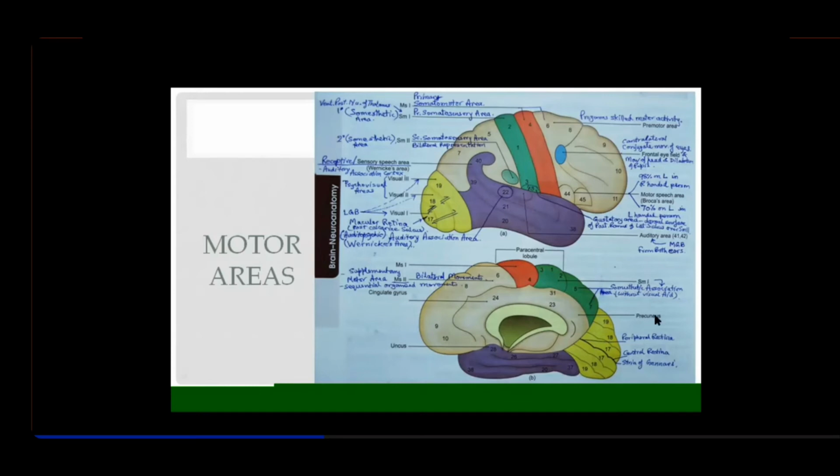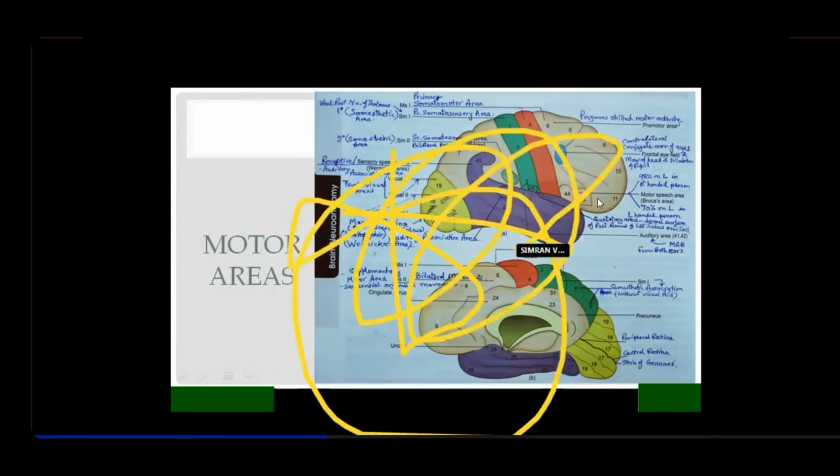So, okay, you got to know about this. Now, this area here is the prefrontal gyrus, right? Here you are seeing the prefrontal gyrus, meaning the anterior portion of the superior, middle and inferior frontal gyrus.